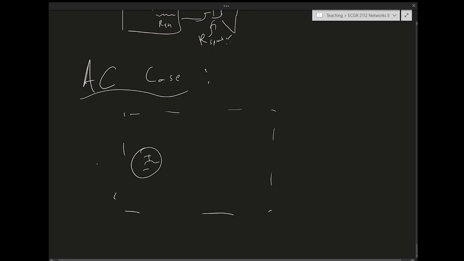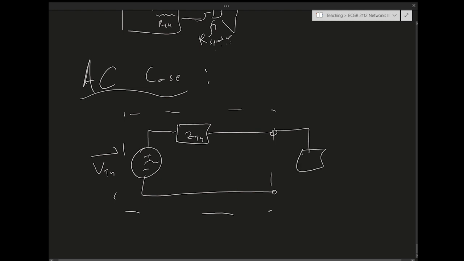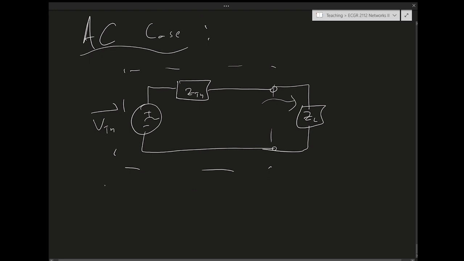So we have now a V Thevenin phasor operating at a certain frequency, and then we have a Z Thevenin, right? And then we have the load is an impedance, Z load, right? How do we maximize the average power going into the load? Right, so we have to go back into the equation. PL equals half VL IL, VL and IL as the magnitudes of the voltage and the current, right? Cosine theta VL minus theta IL.